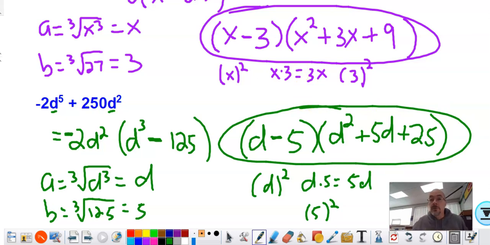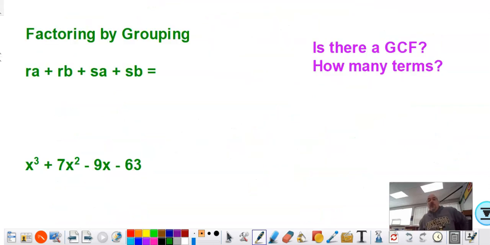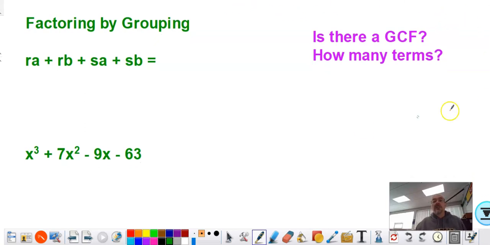Let's keep going, folks. Next, we're going to talk about factor by grouping. Again, we always look to see if there is a GCF, okay? And then how many terms do we have? Well, notice, ladies and gentlemen, we've got 1, 2, 3, 4 terms. 4 terms. That is key to factor by grouping. And if I look, none of these have a GCF. None of them have anything in common.